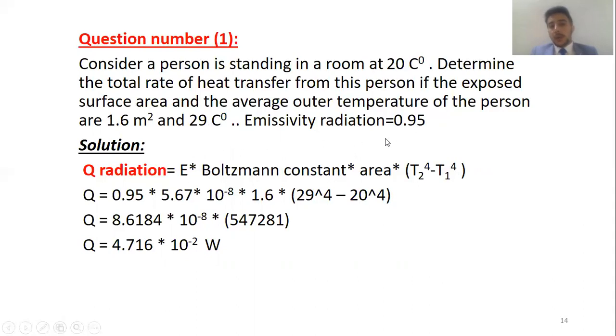So you have the general law in the case of radiation, which is equal to emissivity multiplied by the Boltzmann constant. You must know the Boltzmann constant, which is 5.67 multiplied by 10 to the power minus 8. And also you have the area in the question, which is 1.6 square meter, and the difference in temperature. So you can easily calculate it, and finally you can get the heat transfer rate.